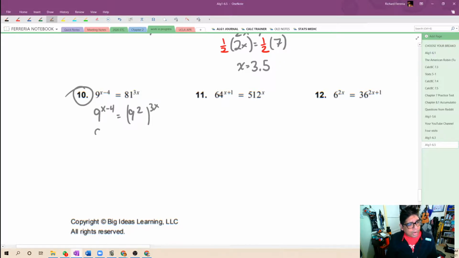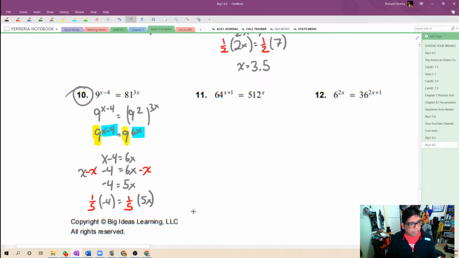Now we're going to use properties of powers to say that this is the same thing as 9 to the 6x. And again, from here it's just algebra. If you've got x minus 4 equal to 6x, you just work algebraically. Same base, so the powers are equal. Now, algebraically, we're going to solve. So x is -4/5.